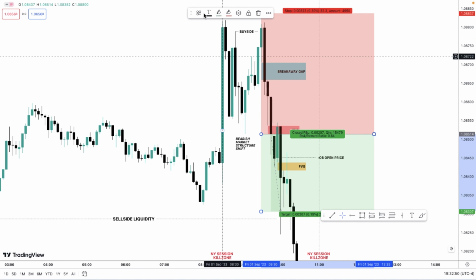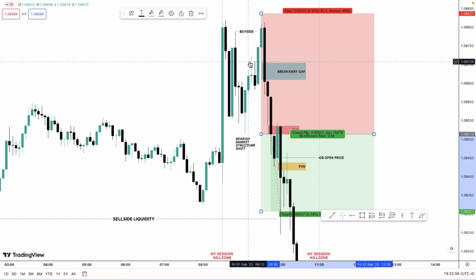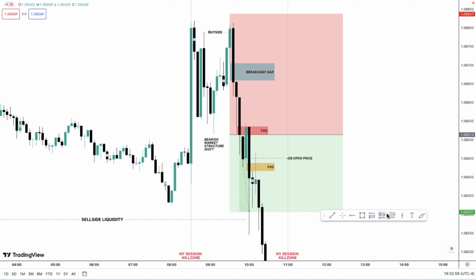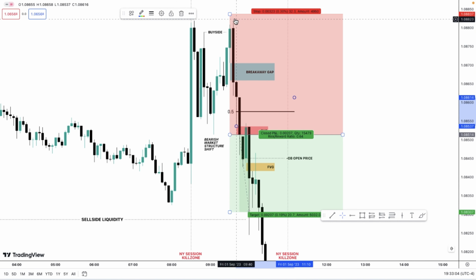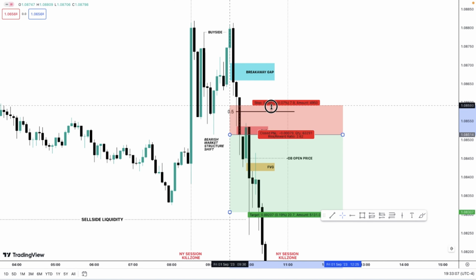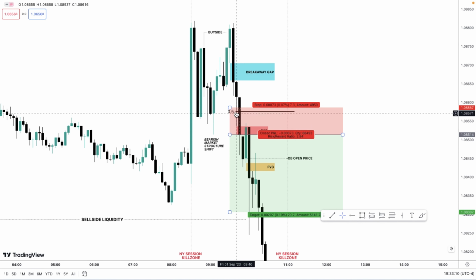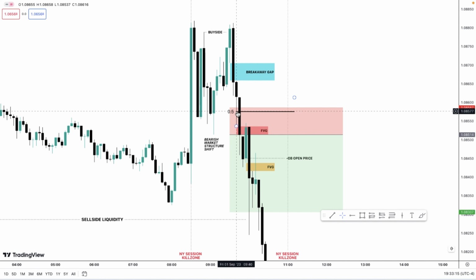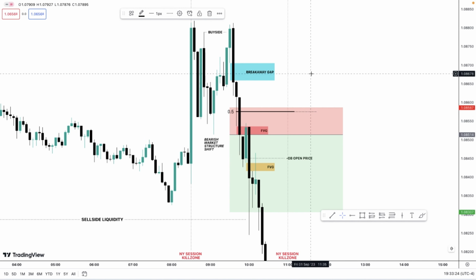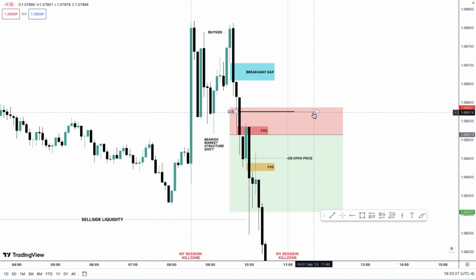Now, that is what ICT taught me when I was new to his concept. As soon as I learned more, I discovered that you can also put the stop loss above this wick here. That's a gap. The midpoint of every gap is called the consequent encroachment. So this is a premium wick. I'm trying to be as fast as I can. So this is a premium wick, consequent encroachment, the midpoint of the wick.